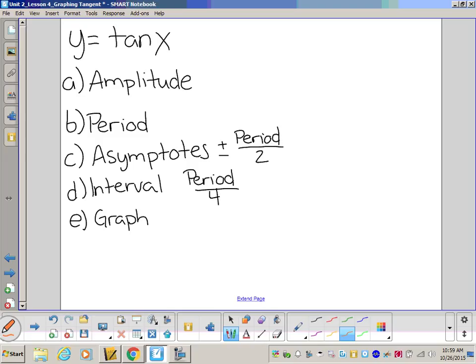We're going to first graph regular tangent. So the amplitude is the number in front of tangent. It's 1. The period is pi over b. B is the number in front of x. So for plain old regular tangent, the period is pi. That means you're going to get one curve of tangent in a distance of pi.